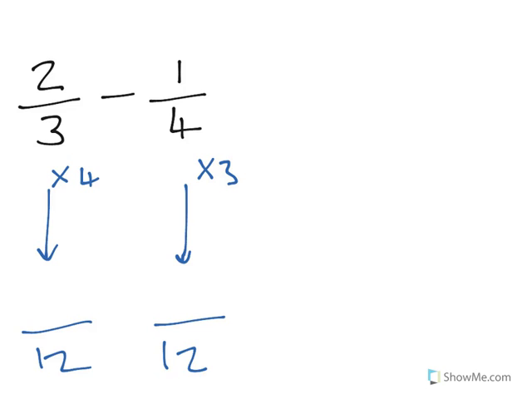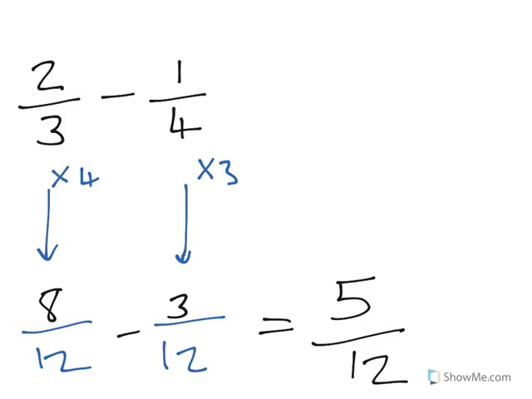I should therefore have 2/3 becoming 8/12 and 1/4 becoming 3/12. And then I would be able to subtract 3/12 from 8/12, which would leave me with the answer of 5/12.